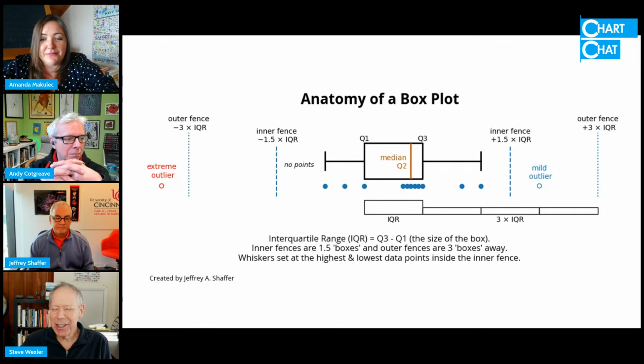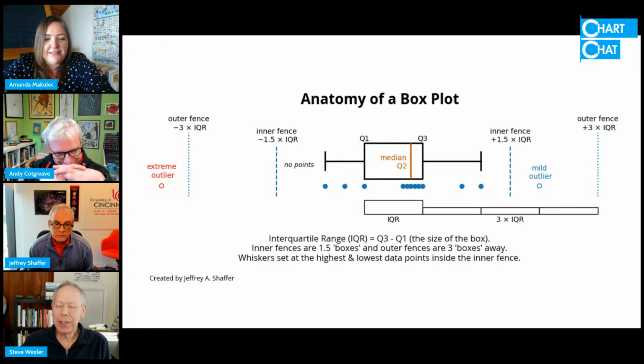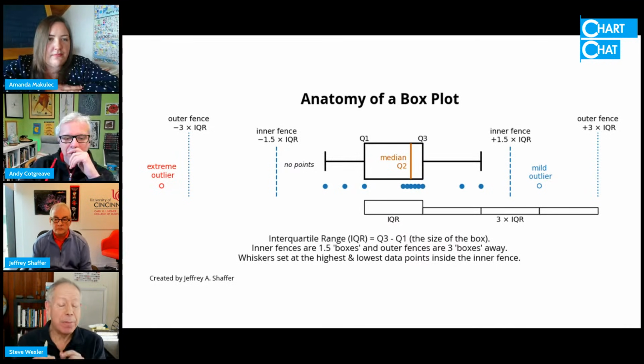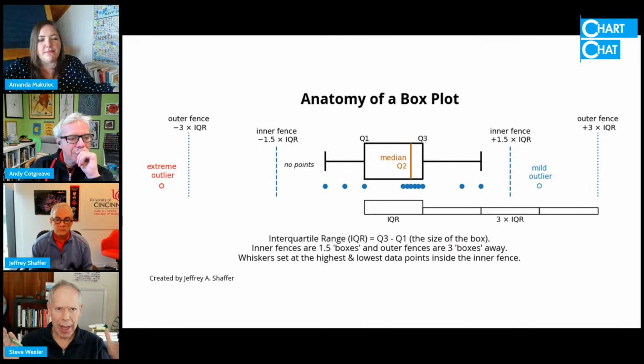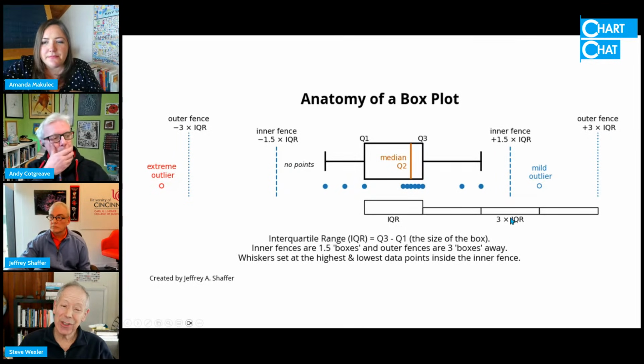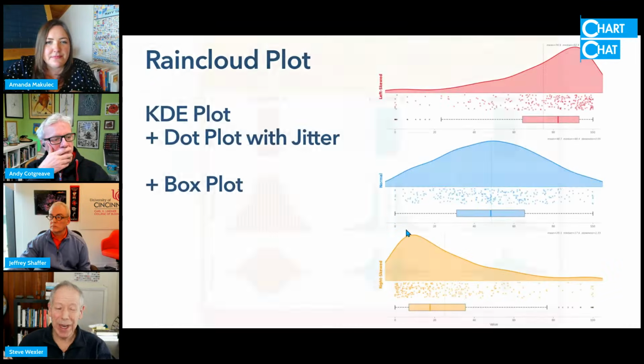I can just listen to Jeff forever. That was just a masterclass in explaining a tough concept. The fact that there's a bunch of stuff in this that I didn't know. One was why you will sometimes get the whiskers and they are not symmetrical, because, well, the whiskers go to whatever is the most extreme point, not necessarily the interquartile range. And I didn't even know about the concept of outer fence.